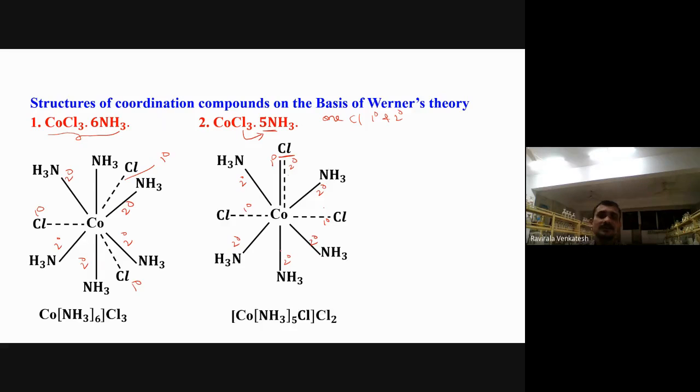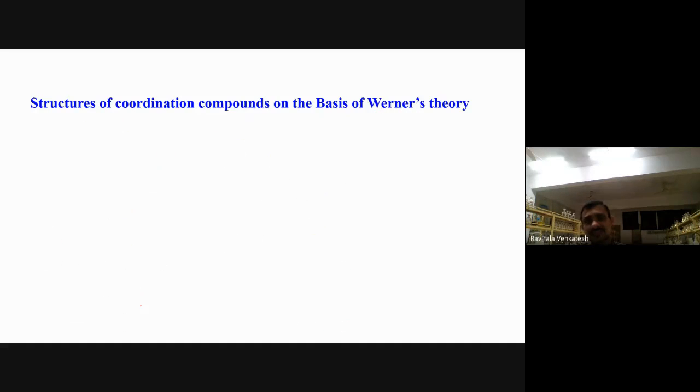See here. This is the formula. Very simple formula. Now this will form 2 moles of AgCl. This will form 3 moles of AgCl. Next we'll take one more thing, one more thing if you take.